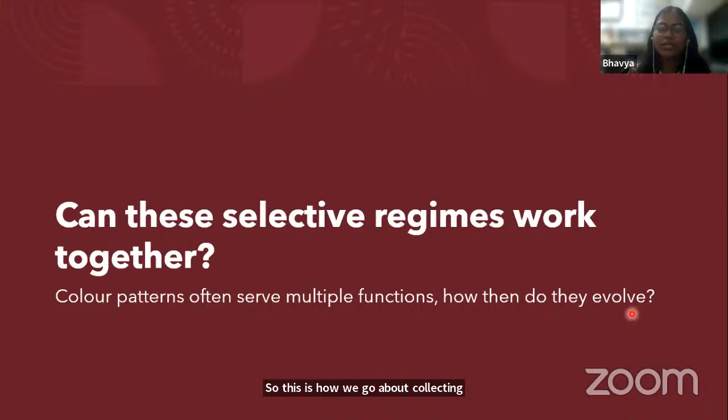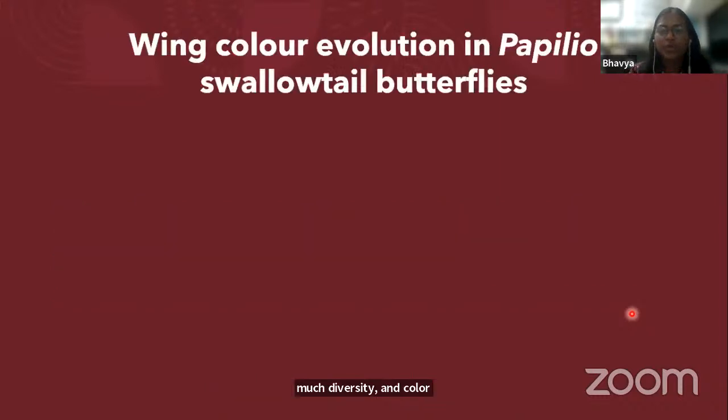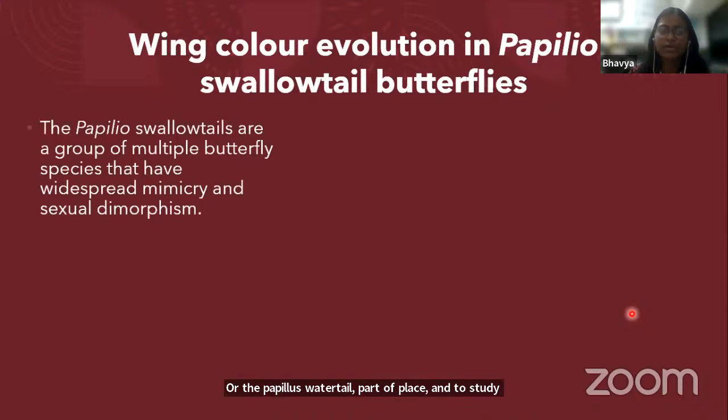So with that idea, I'd like to take the next few minutes to go through some of the work that we have done in the lab to explain how selective regimes can shape the function of traits, and how understanding the functions can help us understand why so much diversity in color patterns has come up. We use a group of butterflies in the lab called the Papilio swallowtail butterflies to study the evolution of color patterns. These butterflies are very interesting to study because they have widespread mimicry and sexual dimorphism as well.